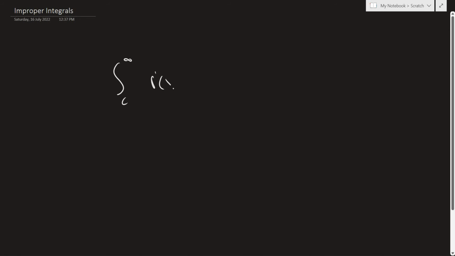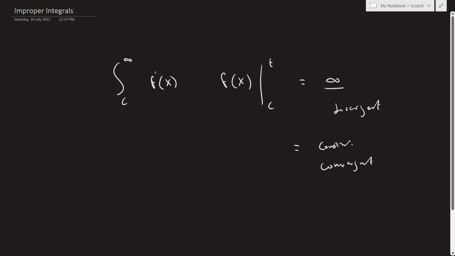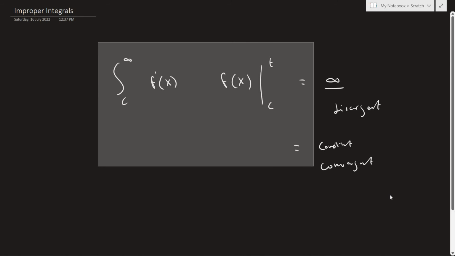There's a f of prime of x here because you will find the integral. And usually we change infinity to t for simplicity. And then you replace and you find an answer. If the answer is infinity, we call this divergent. If it was not, if it was a constant, we will call it convergence. Okay, so let's start with our first question.